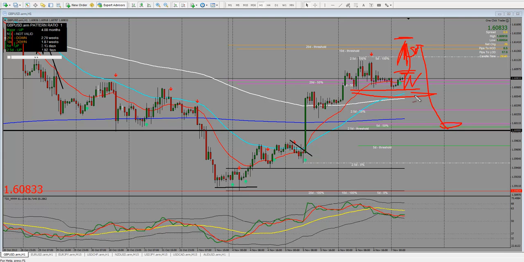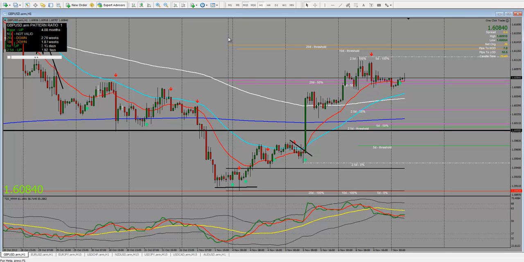I don't want to be in a position where I'm panicking. I want to get the best entries and the best prices. So if none of those happens, guys, don't worry. There are a lot of other pairs to trade, and don't chase trades.